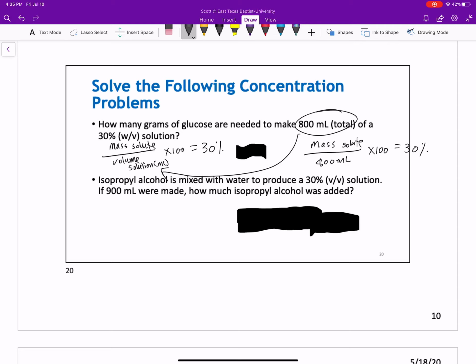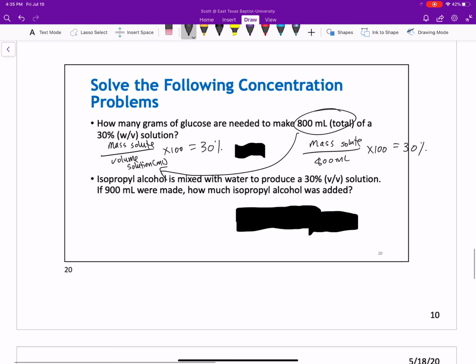I'm going to start by dividing 30 by 100 just to do some arithmetic. That gives us mass of solute over 800 milliliters equals 0.3. Now to isolate that term by itself, we need to multiply both sides by 800, which gives us mass of solute equals 0.3 times 800 milliliters, which equals 240 grams.